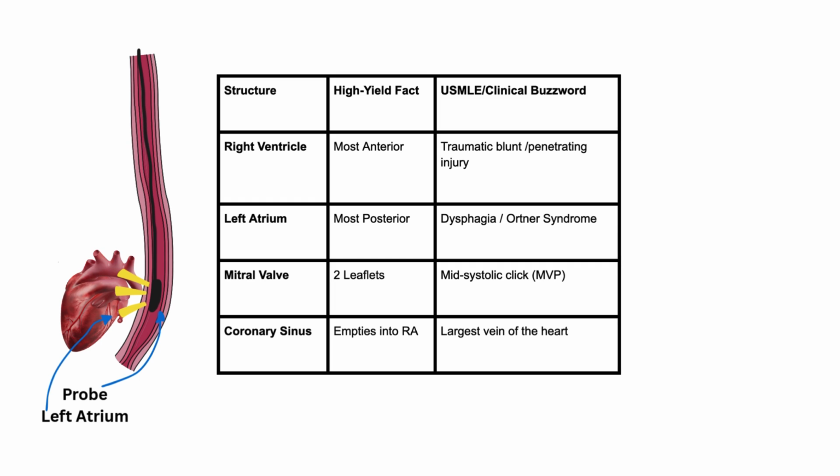Again, I would like to mention that the transesophageal echo, where a probe is inserted into the esophagus to visualize the left atrium and the mitral valve, truly gives us the best possible view of these structures due to how close they are to each other.